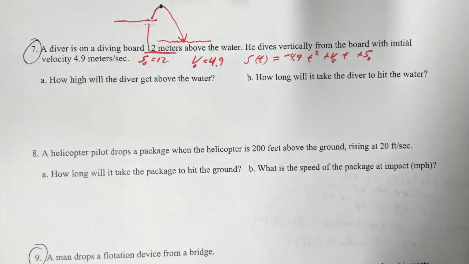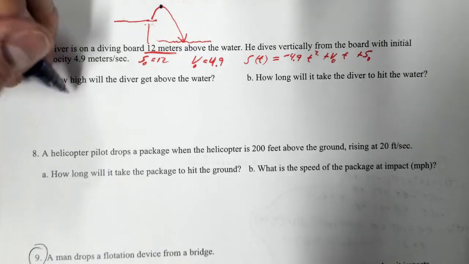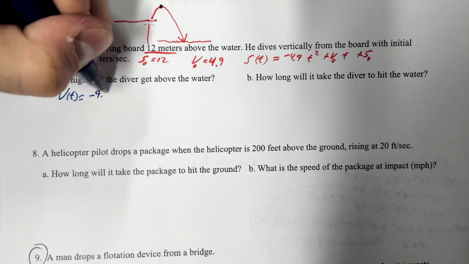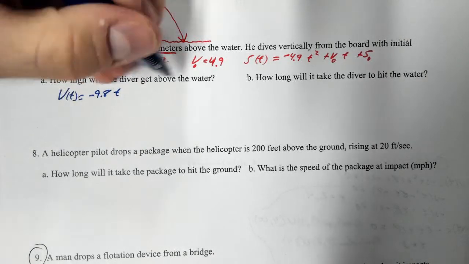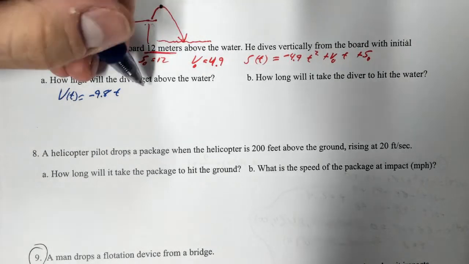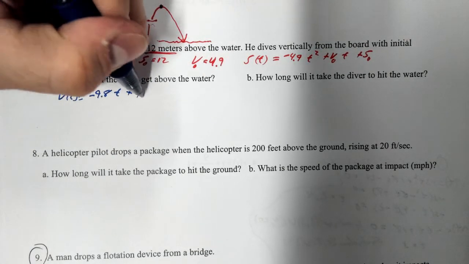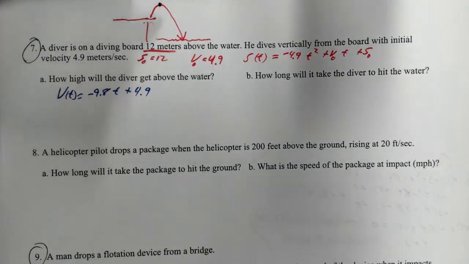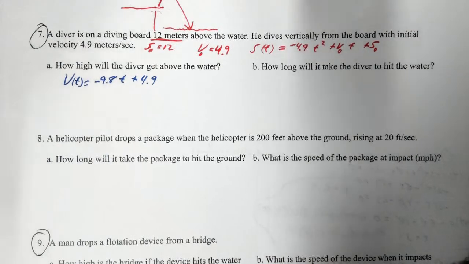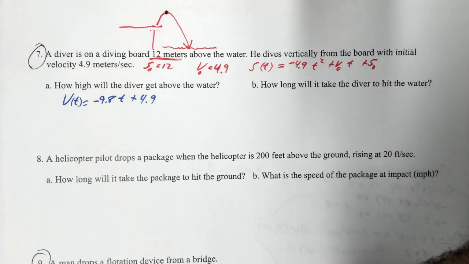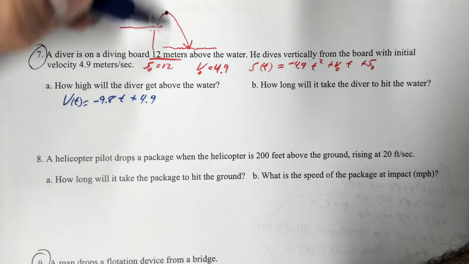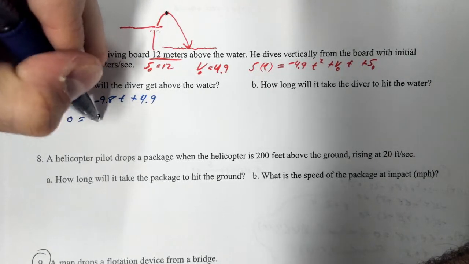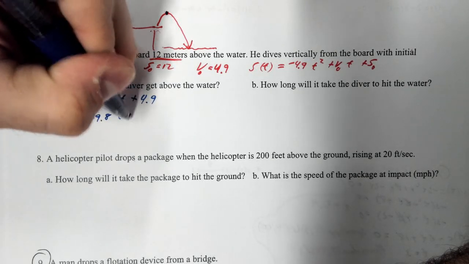So we need the velocity equation. Our velocity equation is going to be negative 9.8 t plus v naught, and we know that's 4.9, so plus 4.9. So again, we want the y value when he hits the maximum. In order to figure that out, we need to first get the time at which he hits the maximum, and the time he hits the maximum is the time at which the velocity is 0. So 0 equals negative 9.8 t plus 4.9.